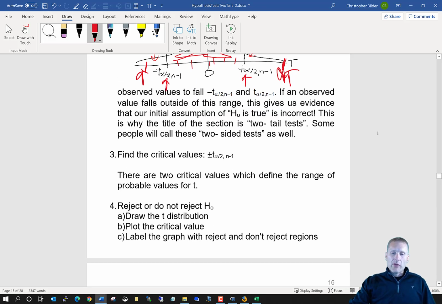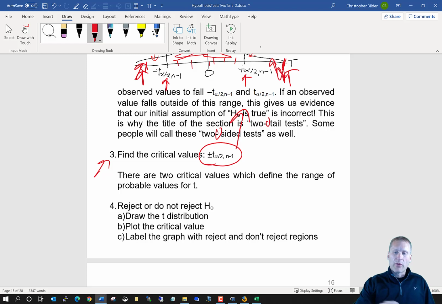Okay, so you can also see why this is called a two-tailed test, because there are two tails of the distribution where you could actually reject H0 in terms of where that observed value of the test statistic falls. Some people will also refer to this as a two-sided test as well. So step 3, state your critical values.